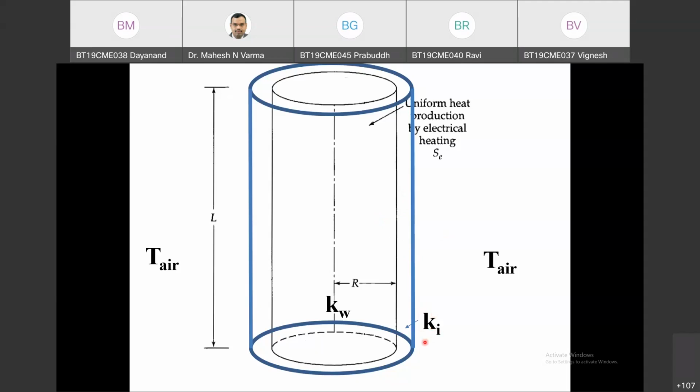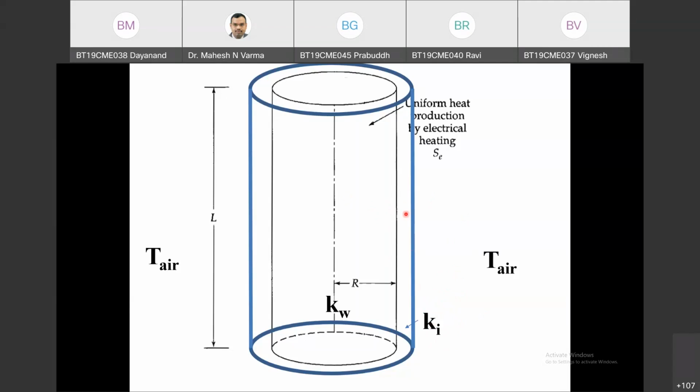You can call it an insulation also. You can call it a protective layer. If you call it insulation, it means it will stop the heat flow, so flux will be 0 here. That is not the case here. You call it some protective layer. It is electrical insulation.